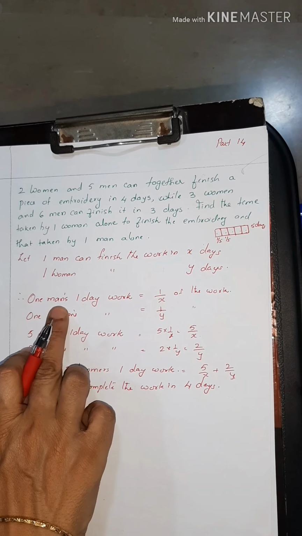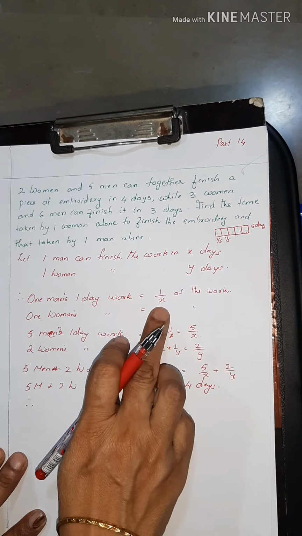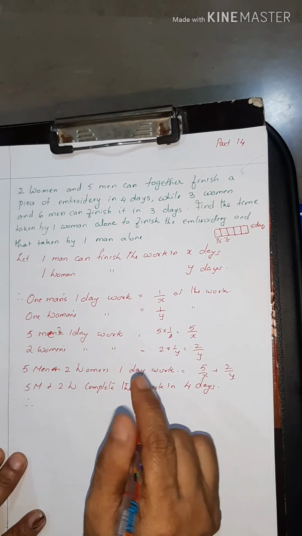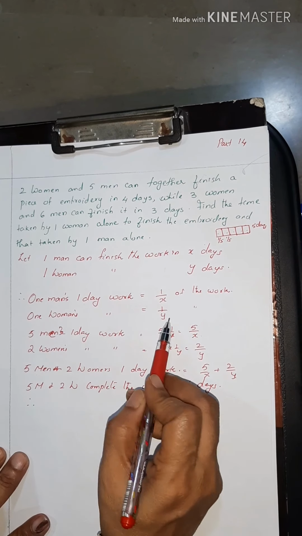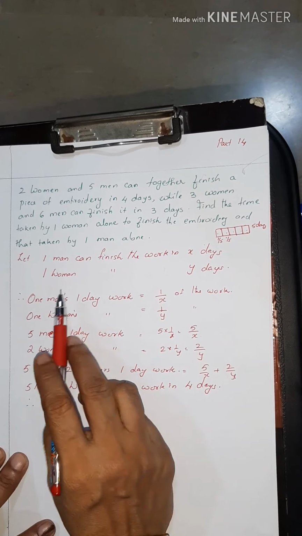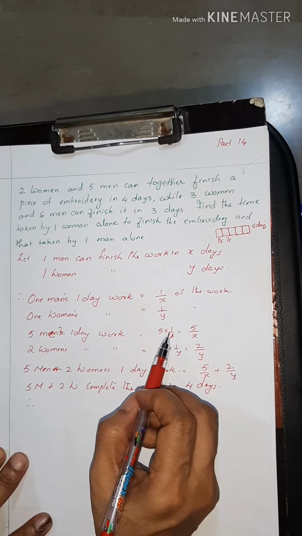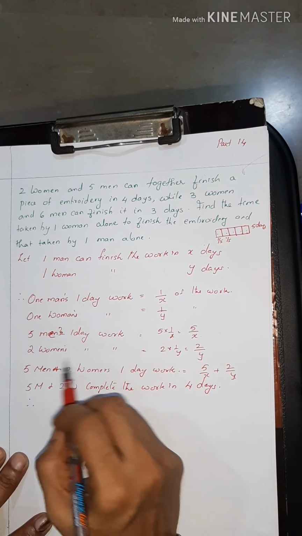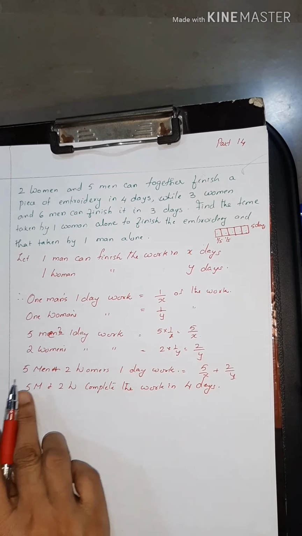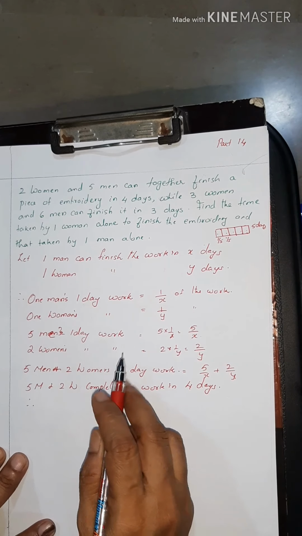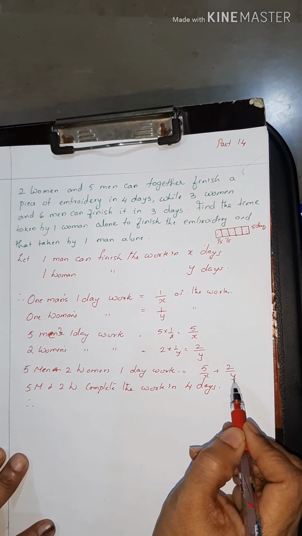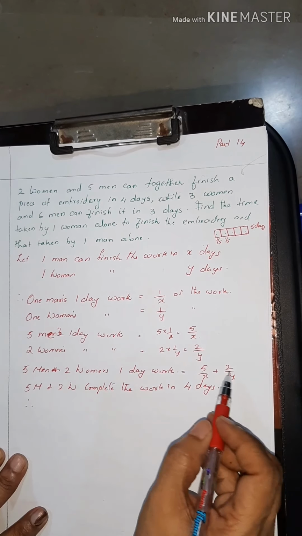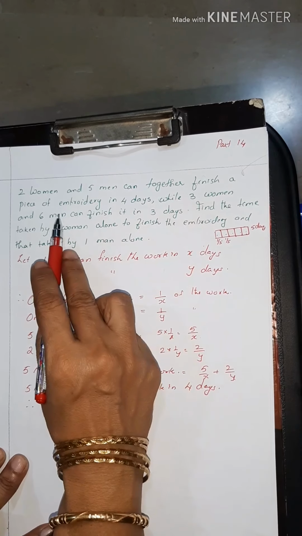So one man in 1 day will finish 1 by x. Similarly one woman will finish 1 by y of the work. So 5 men in 1 day can finish 5 into 1 by x, and similarly 2 women 2 by y. So together 5 men and 2 women in one day will be 5 by x plus 2 by y. So this is the first thing.